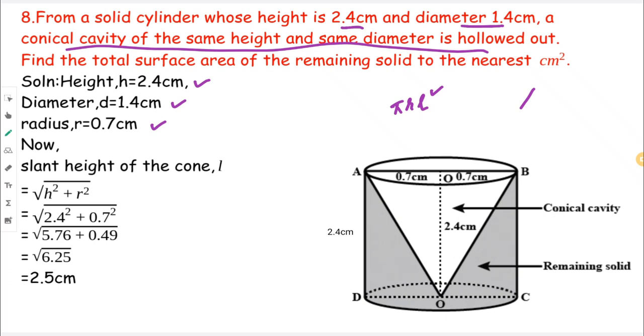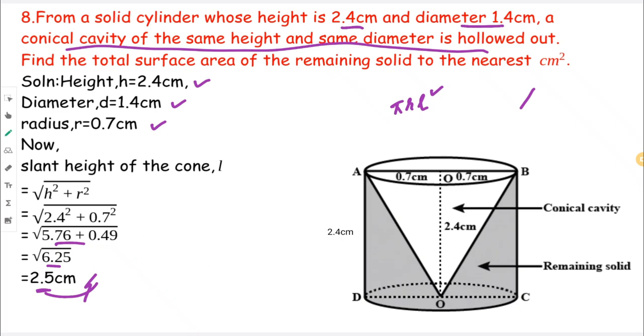So from here now, the slant height of the cone, we already know the formula. L equals root over h square plus r square, right? Remember, we're trying to find the slant height. Okay, so h we already know 2.4, and what about the radius? Radius is 0.7. So if you find the square of 2.4, we're going to get 5.76. Same thing, 0.7 square will get 0.49, right? So when you add these two, we're going to get 6.25, which is a square root of 2.5. All right, so now we know the slant height equals 2.5 centimeter, right?